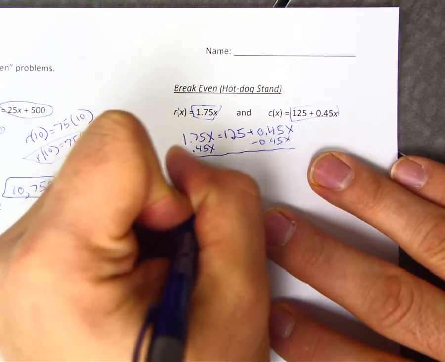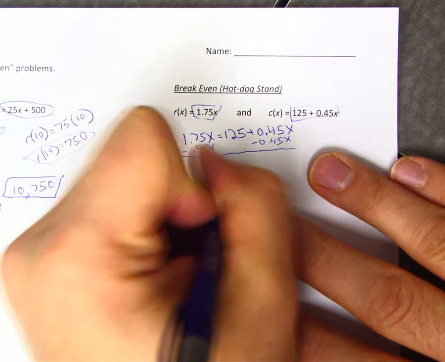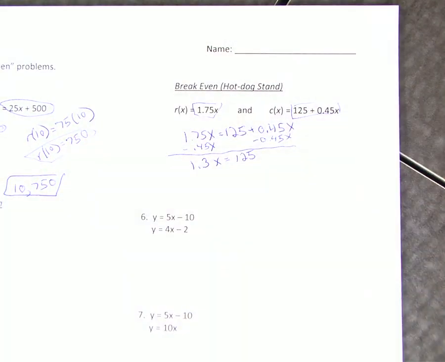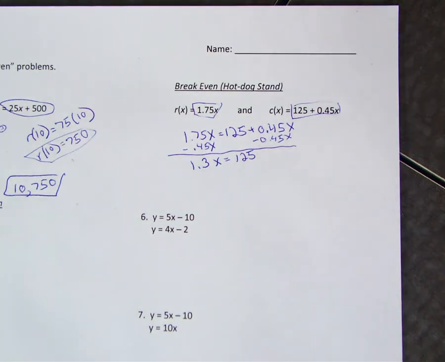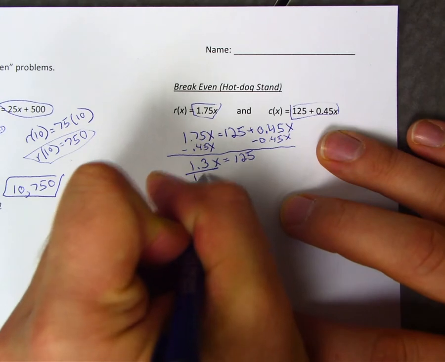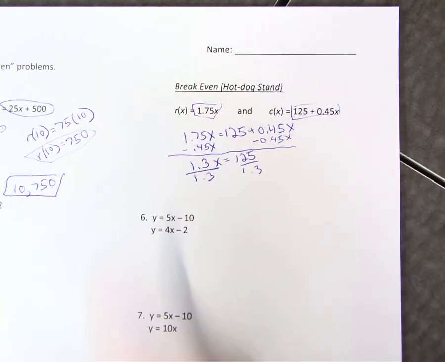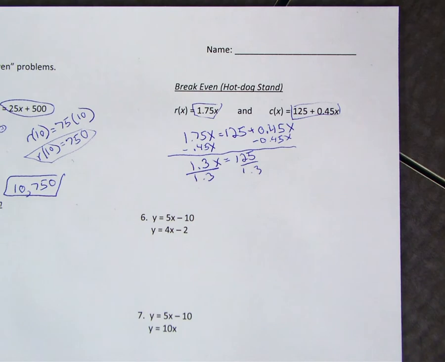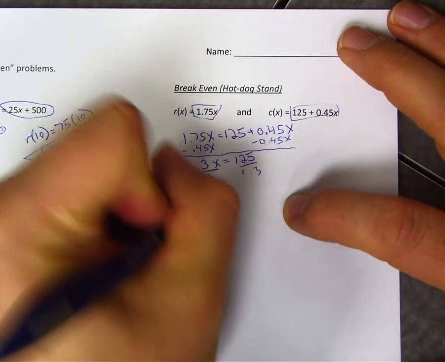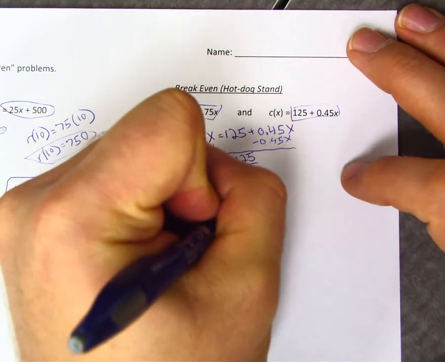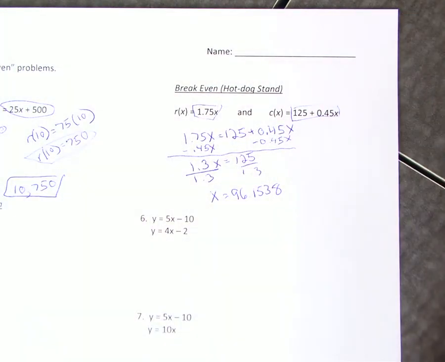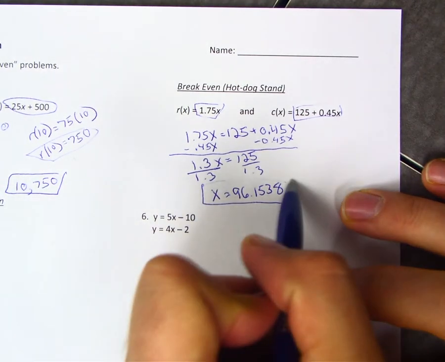And we'll end up with 1.3x equals 125. And then all we have to do now is divide both sides by 1.3. And let me grab my calculator real quick. X is going to equal about 96.1538. Now, this number doesn't work out real well for hot dogs, right?